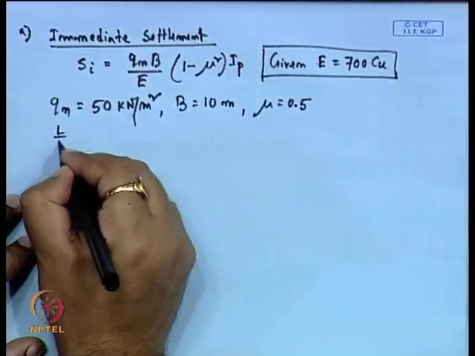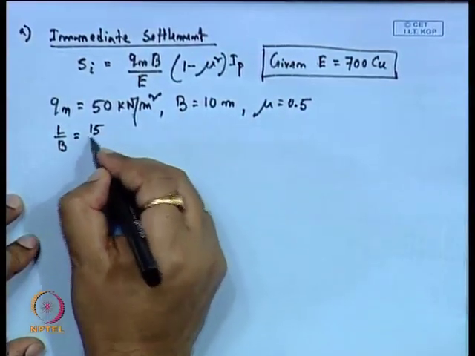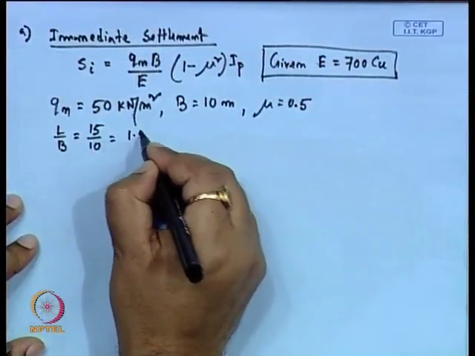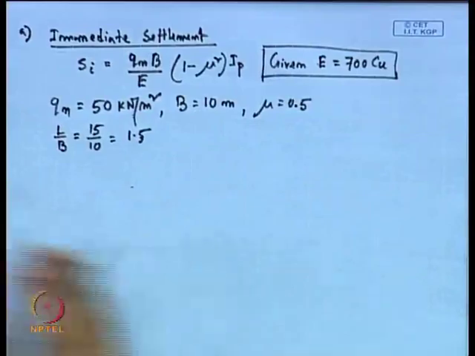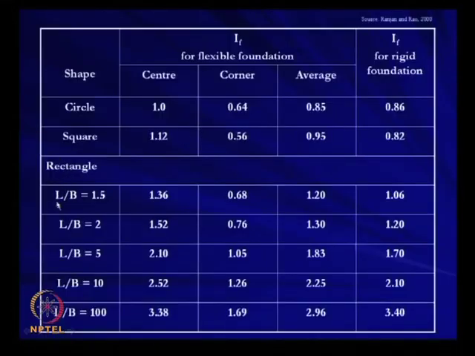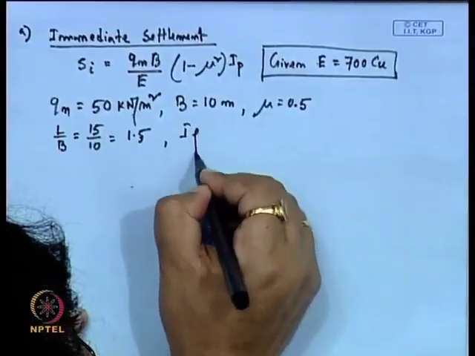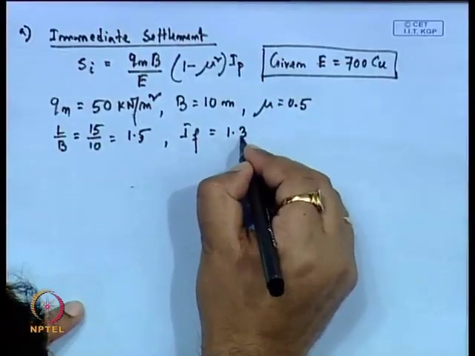Now, for this L by B, the value is 15 divided by 10, so this is 1.5. From this table we can see that for the rectangular footing, for the flexible foundation, this IF value is 1.36. So, we will consider 1.36 first. When you calculate the immediate settlement as well as the consolidation settlement, you will multiply it by 0.8 to get the settlement for the rigid foundation. So, our IF will be 1.36.